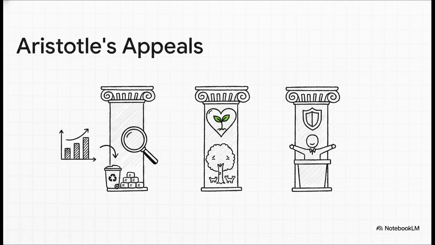Next, the emotional appeal. You capture their attention and spark some genuine care, maybe by mentioning dwindling natural habitats. And finally, the personal appeal. You build confidence by presenting your qualifications and citing trustworthy sources. Logic grounds the argument, for sure, but the emotional and personal trust, that's what ensures your audience is actually willing to listen to you in the first place.